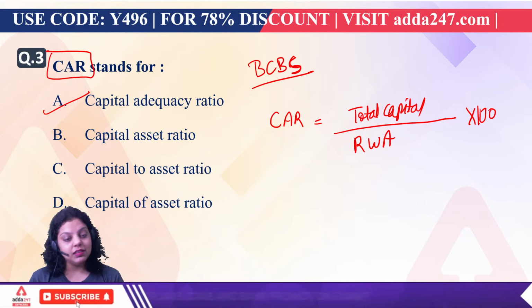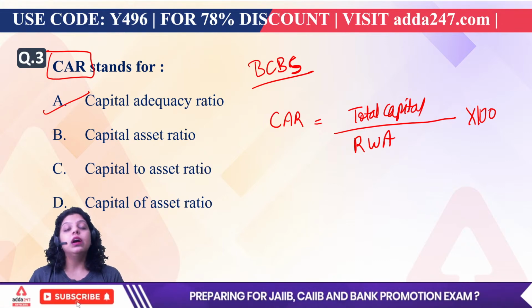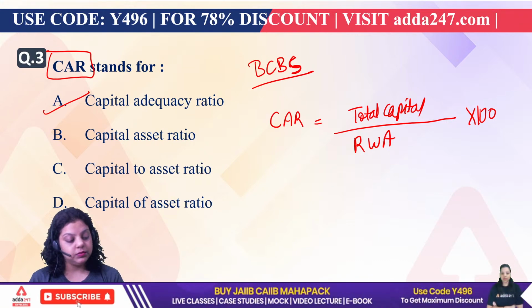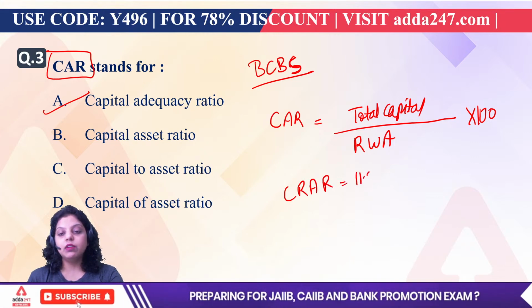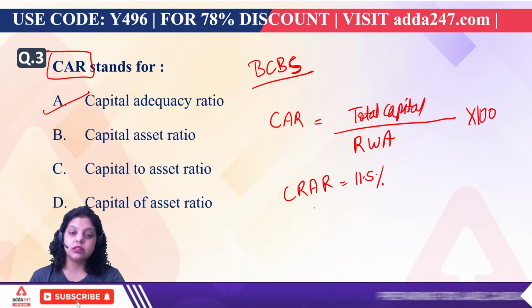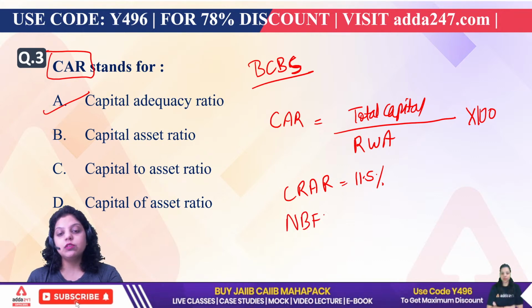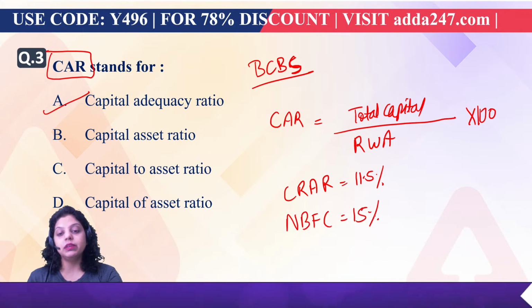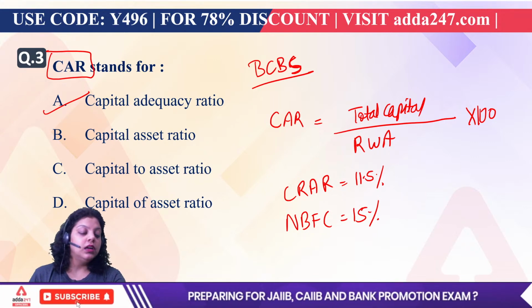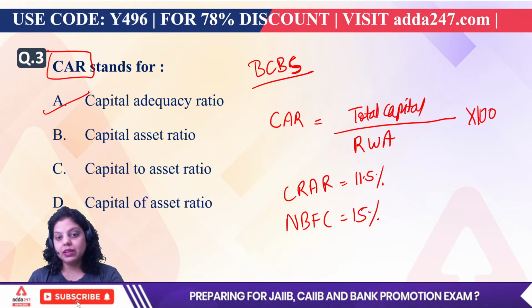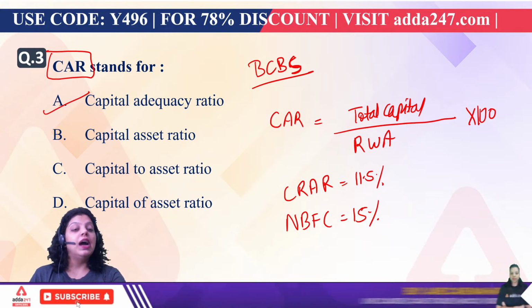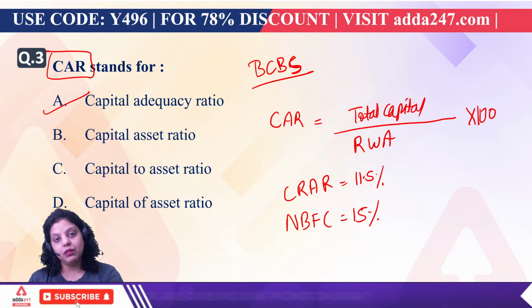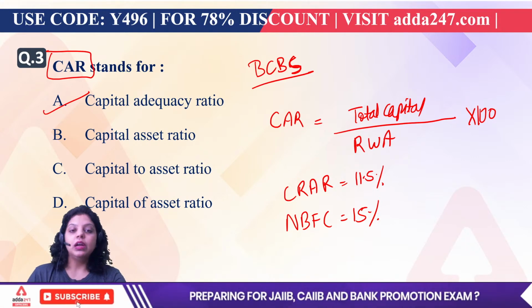So the right answer will be capital adequacy ratio. Right now that is 11.5%. It is also known as CRAR. That is right now 11.5% minimum for public sector banks. When it comes to NBFCs, non-banking financial companies, it is 15%. So RBI has said that the non-banking financial companies have to maintain 15% capital adequacy ratio, and the public sector banks have to maintain a minimum of 11.5%. Okay, now let's move forward.